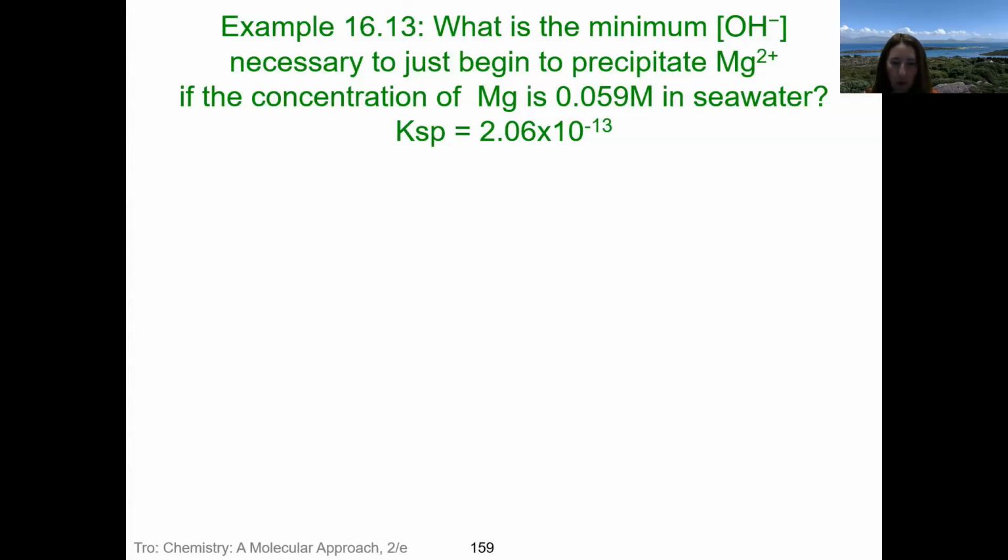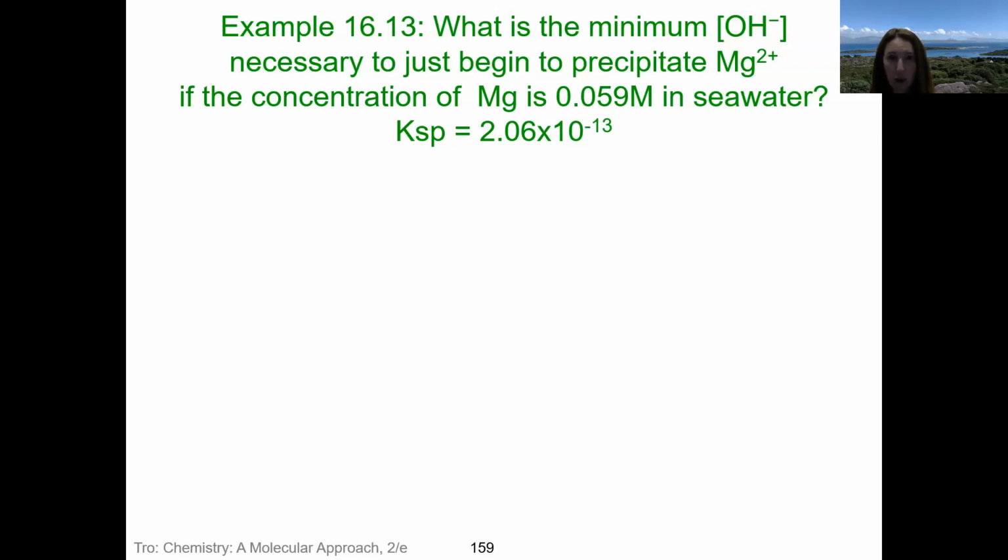The question on this one is, what is the minimum concentration of hydroxide necessary to begin to precipitate magnesium if the concentration of magnesium is 0.059 molar in seawater? And I gave you the Ksp. I remembered it this time. Okay, so what is the minimum concentration of OH if magnesium is 0.059?